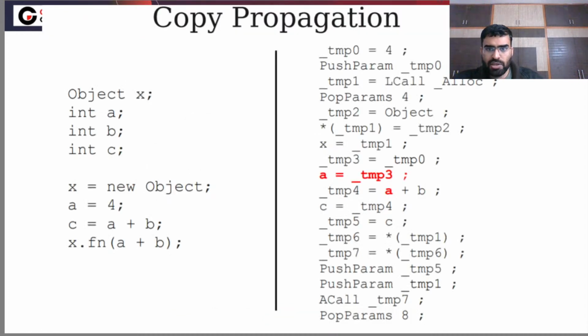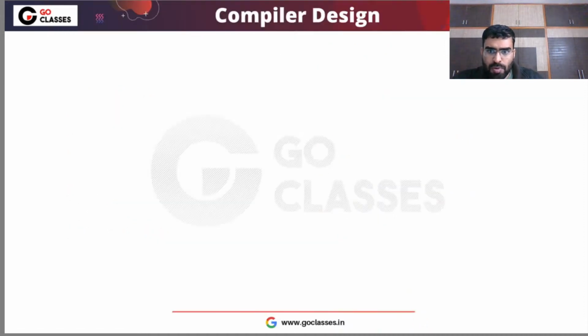Now similarly, you can notice that in this variable a I have temp3, so I can replace this variable a with the temp3. This is also copy propagation.